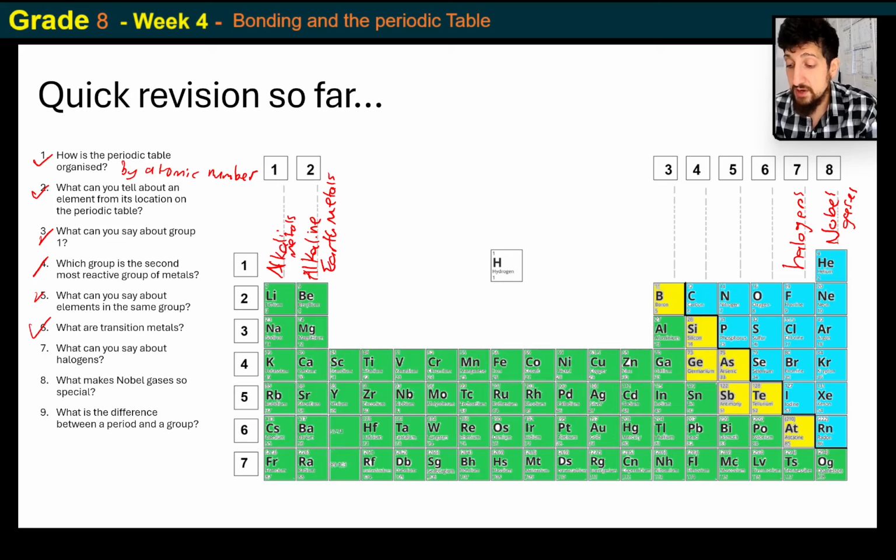What can you say about halogens? So we've already talked about them. Halogens are the most reactive nonmetals. And they're mostly gaseous as well, except for bromine, which is liquid at room temperature, and they are highly reactive because they are missing one electron. What makes noble gases so special? They don't need anyone. They have complete outer shells.